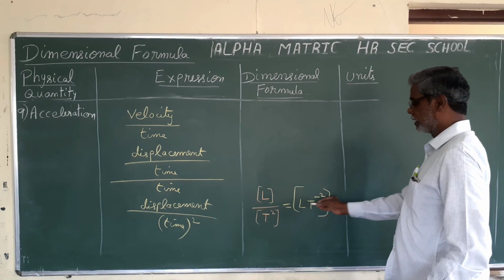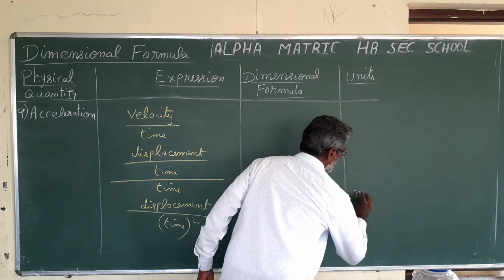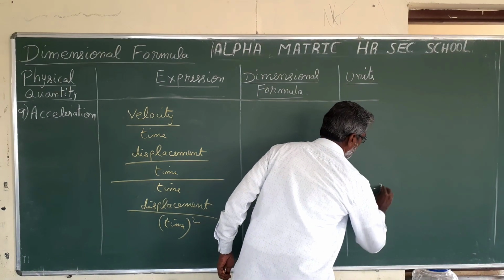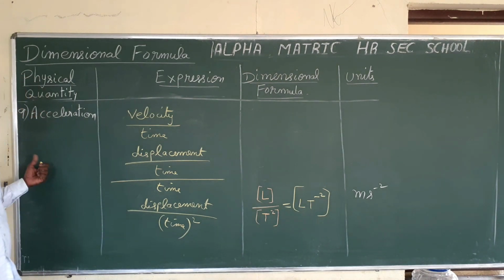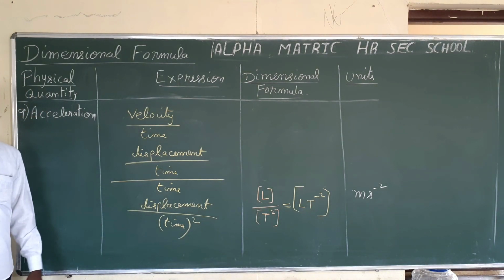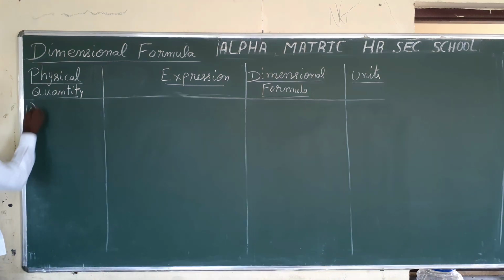Now what is the unit? L, this is meter. Time, this is s, and power minus 2. So for acceleration it is m s to the power minus 2. Next, momentum.